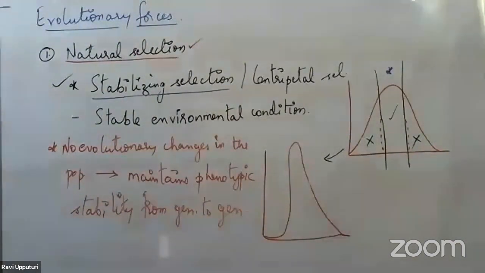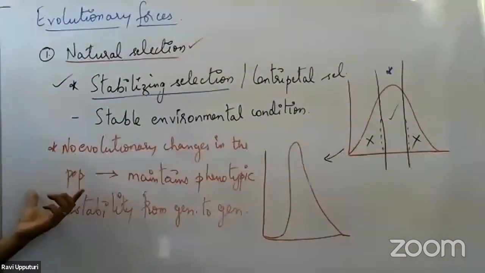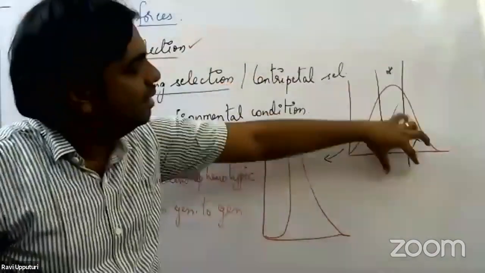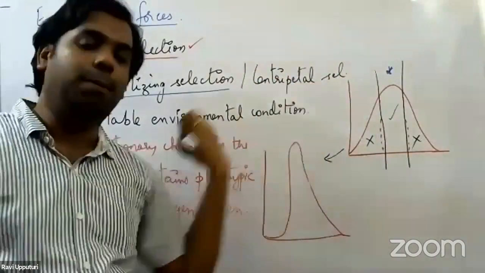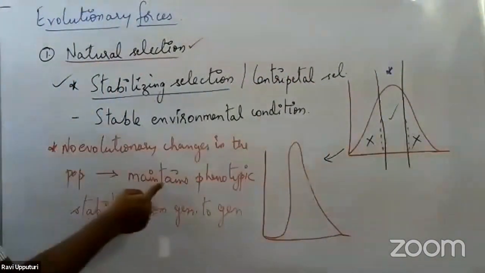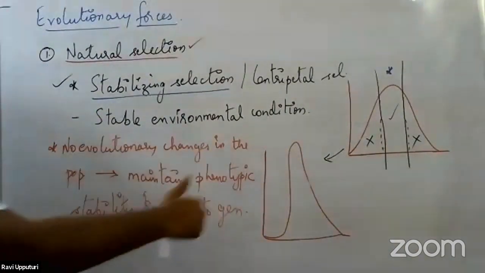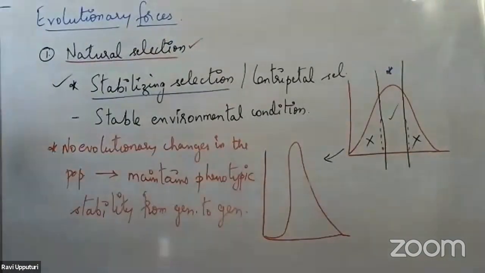So what happens in stabilizing selection is, since organisms present towards the center of the phenotypic distribution curve, having the peak value, that is organisms which are fit, alone are selected by nature, there would be no evolutionary changes in that population. Why? Because the organisms showing average phenotype are alone selected by nature. But it maintains phenotypic stability from generation to generation. That is the characteristic feature of stabilizing selection.